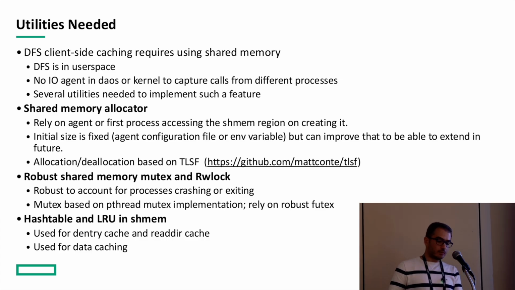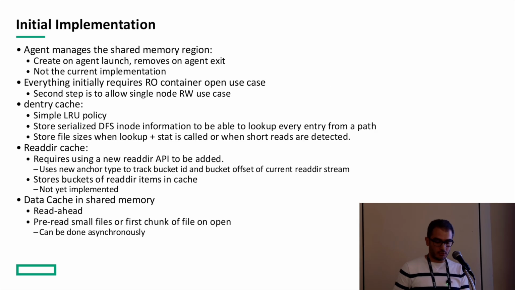And finally, we basically need a hash table and LRU in shared memory, using the shared memory allocator, to be able to store the entries and store buckets for the read cache and put data caching there.